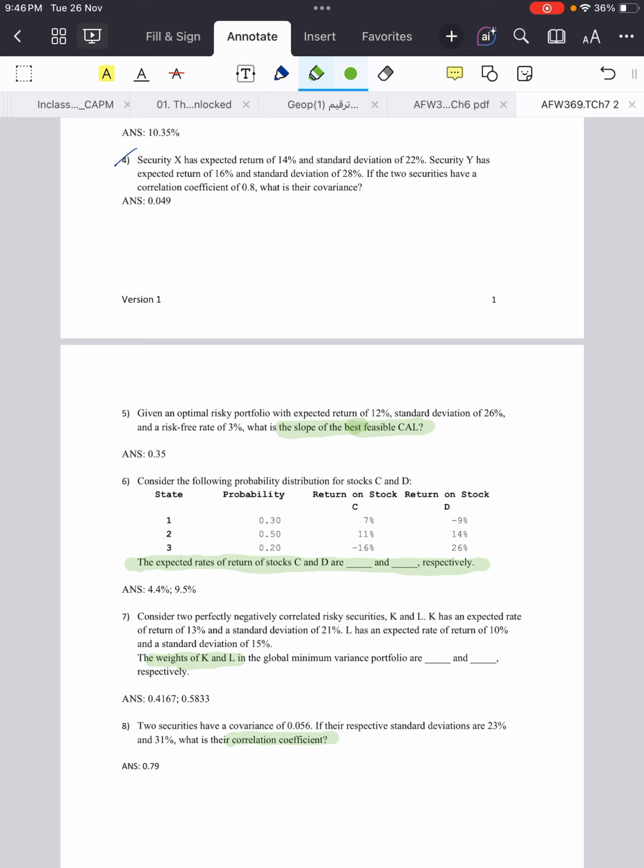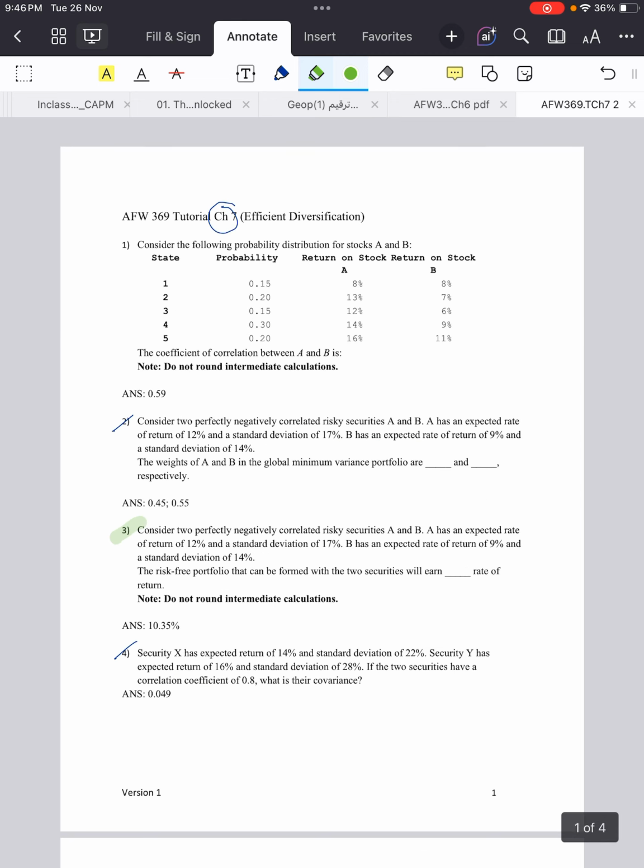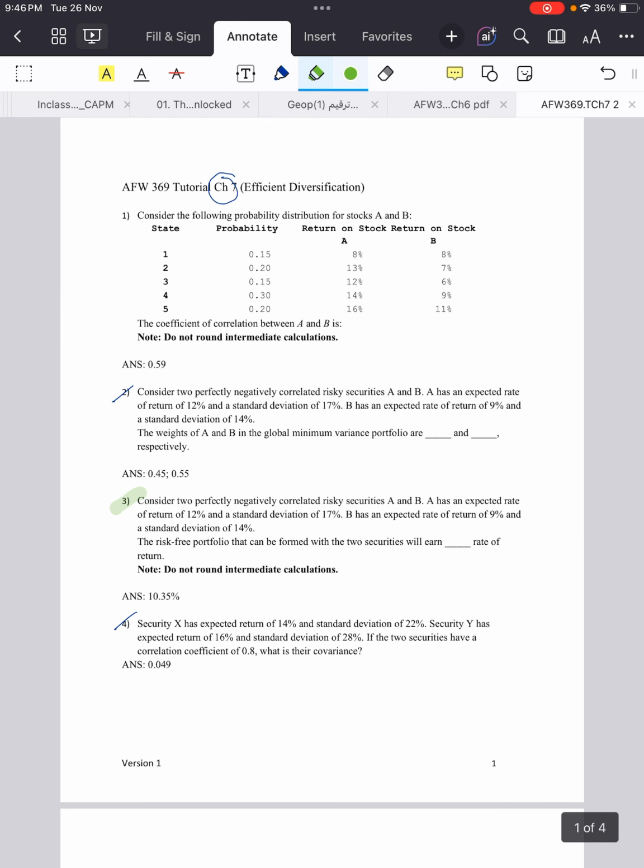So that's it for chapter 7. Please do it. And for question number 1, I'm not going to show you how to do it, because I want to test you. If you understand chapter 7, if you understand how to do questions 2, 3, 4, and also the previous questions, you should be able to do question number 1.